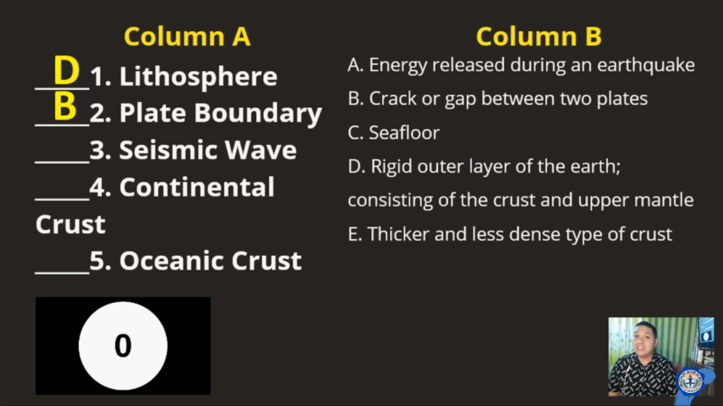The third word is seismic wave. Seismic wave is letter A, energy released during an earthquake. For the fourth one, continental crust, and the answer is letter E. Continental crust is a thicker and less dense type of crust. And for the fifth word, we have oceanic crust, and the answer is letter C. It is the sea floor.